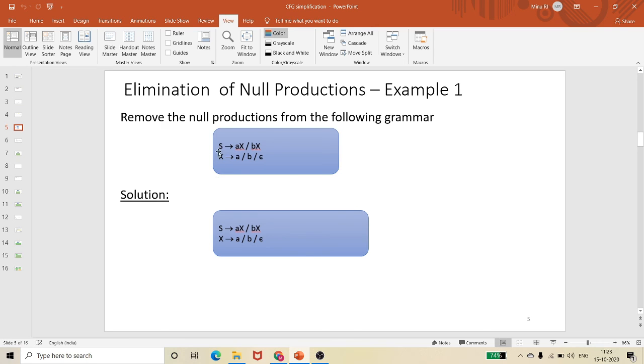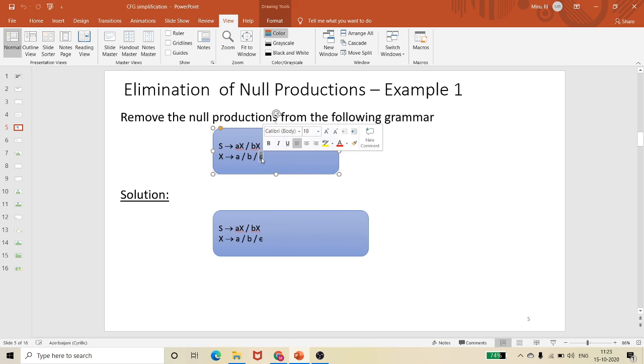Let us see an example. Here you can see a grammar: S gives small a capital X or small b capital X. Here small a and small b are the terminals. The capital X and the capital S are the non-terminals. And again the capital X gives small a or small b or epsilon. Before converting this grammar into a normal form, we need to remove this epsilon.